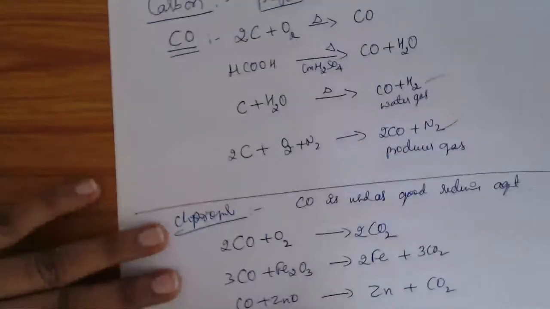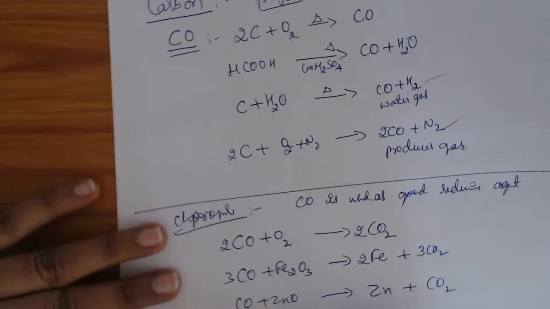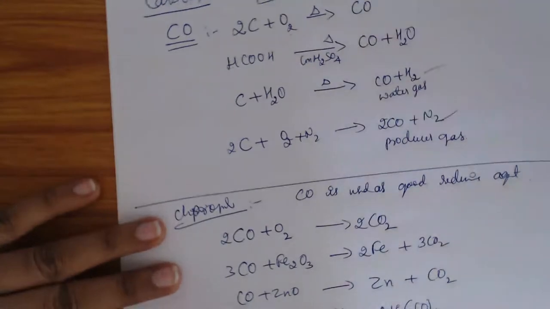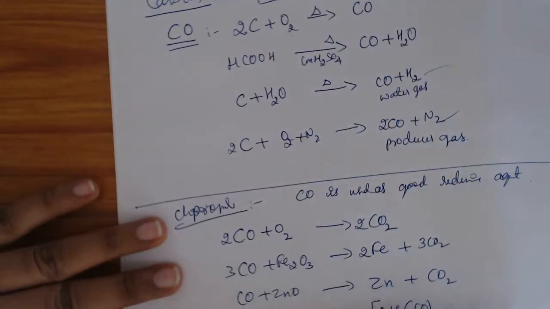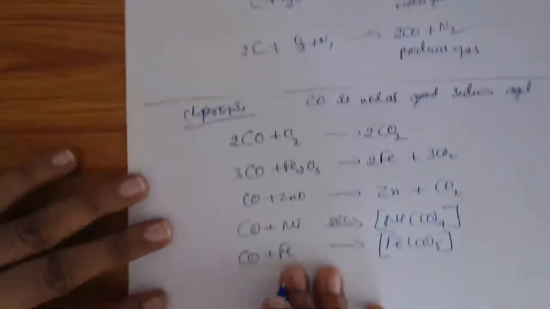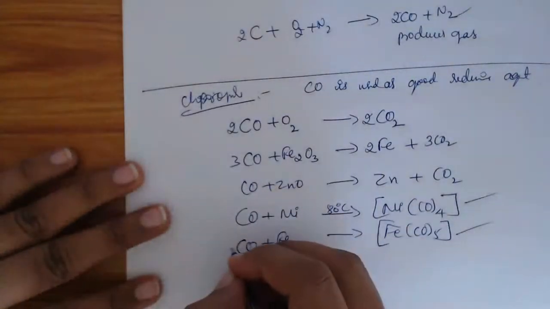Okay, if this CO is treated with nickel at 80 degrees Celsius, then what happens? It forms nickel tetracarbonyl. If it is treated with iron, then it forms iron pentacarbonyl. These two are complexes. These two are complexes.